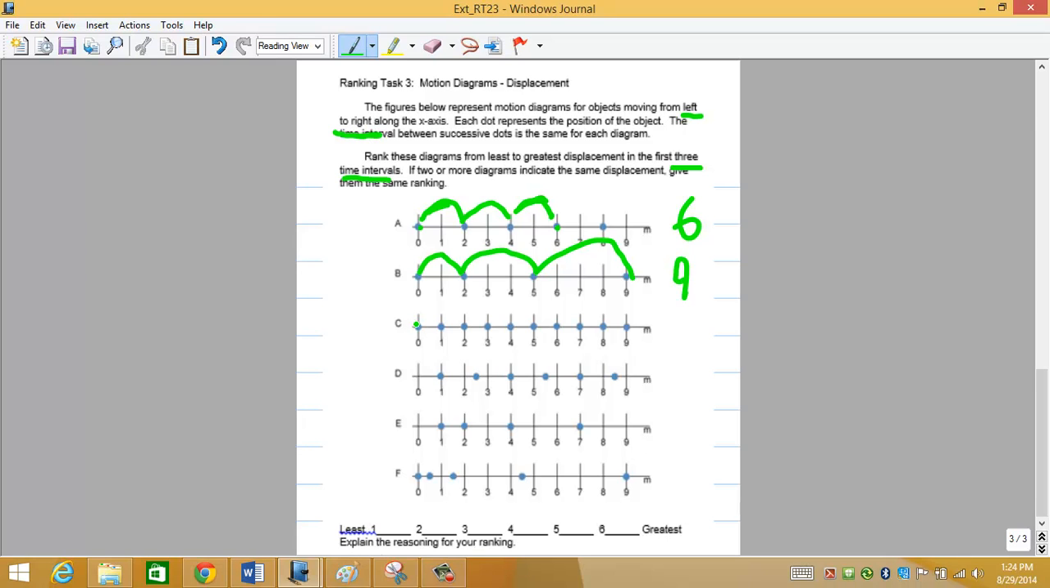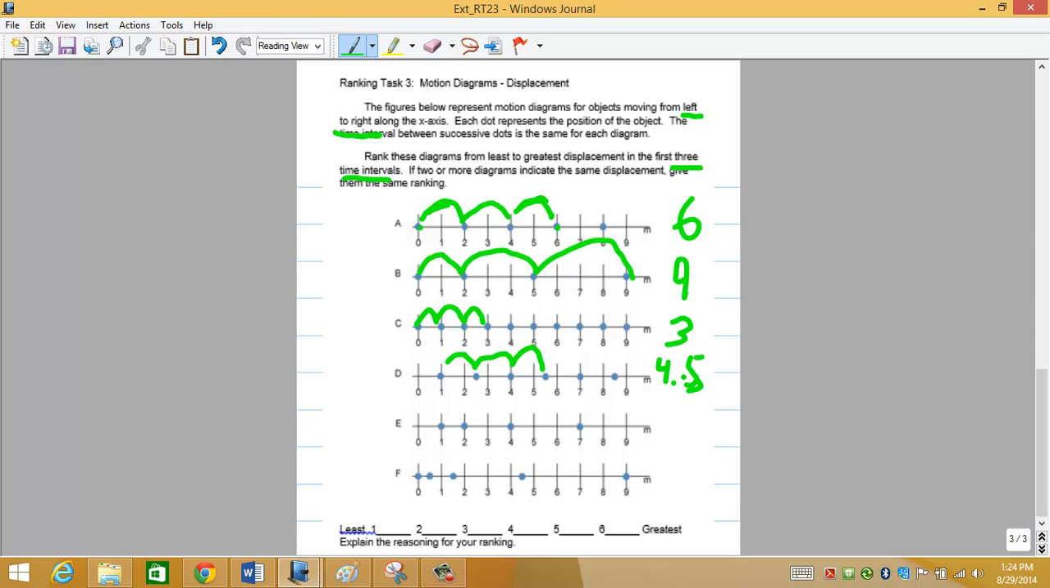In C, 1 time interval, 2 time intervals, 3 time intervals. You wind up at position 3. You started at position 0. Displacement, positive 3. In D, 1 time interval, 2 time intervals, 3 time intervals. You wind up at position 5.5. You started at position 1. 5.5 minus 1 is 4.5.